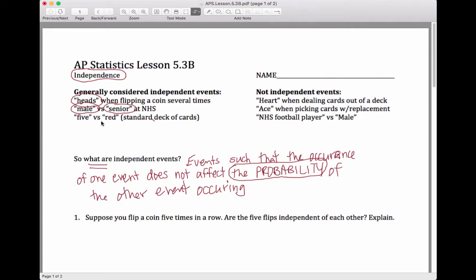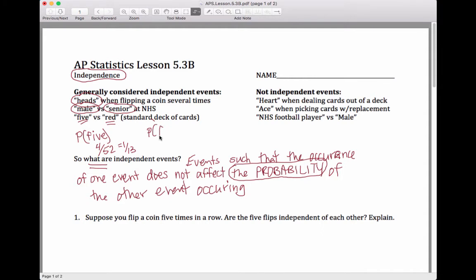Now, with decks of cards, it might get just a little trickier. We want to see if picking a 5 has any effect on the probability of picking a red card. So one way to do that symbolically, we could say, all right, what is the probability of picking a 5 in the first place? The probability of picking a 5 out of a deck of cards, well, there's 4 5s and there's 52 cards. So there's a 4 out of 52 chance, or another way to write that, a 1 out of 13 chance.